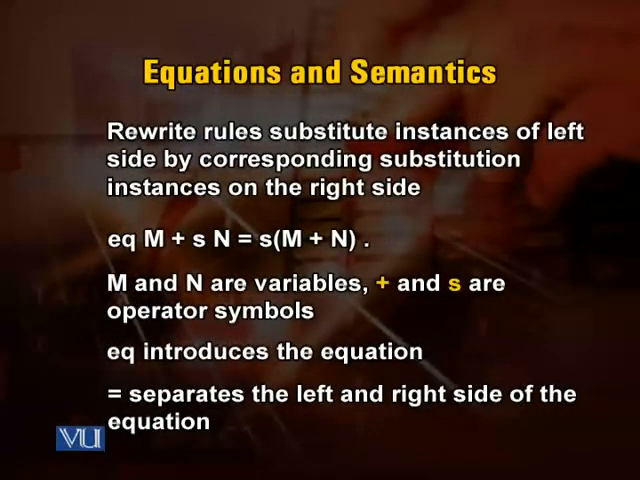So when we have this lowercase EQ, that starts the equation. In the equation we have the left side, then the equal sign, then the other part, and at the end we have the full stop. So this equal sign separates the left hand side and the right hand side. In this particular example, M and N were variables, and plus and S were operators.